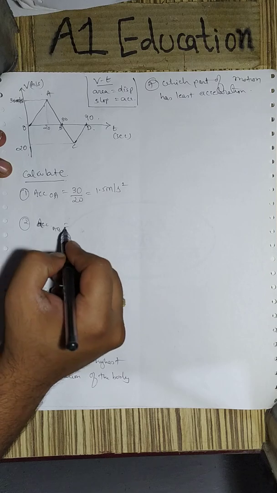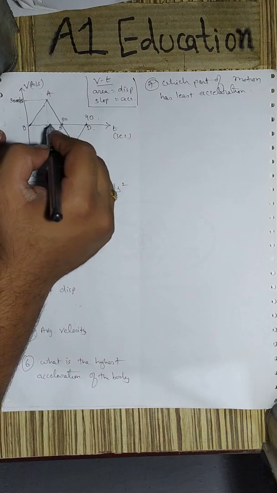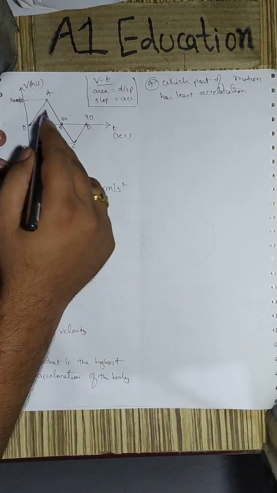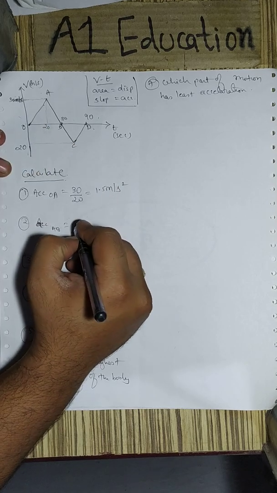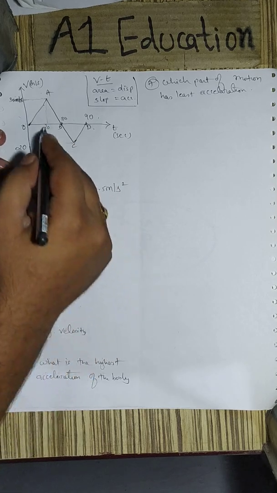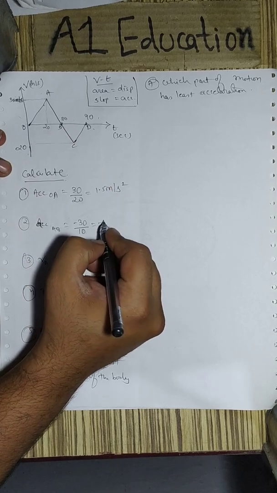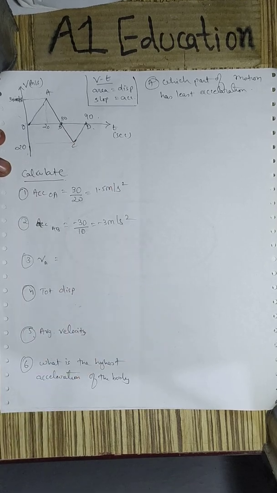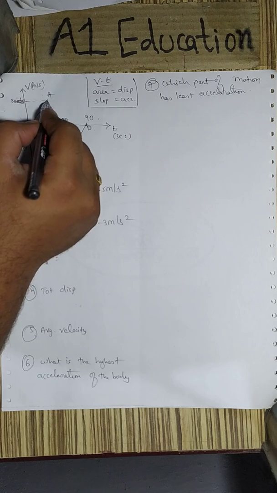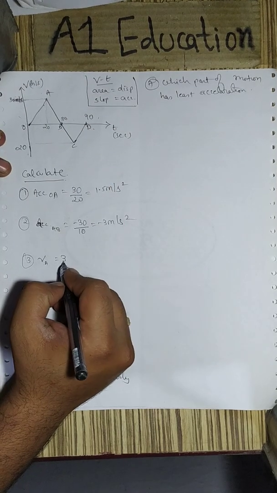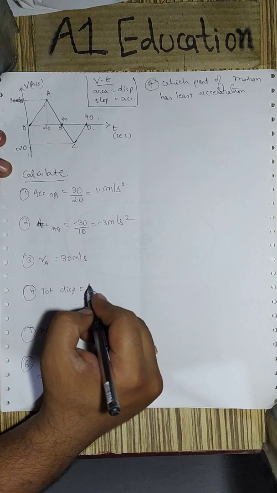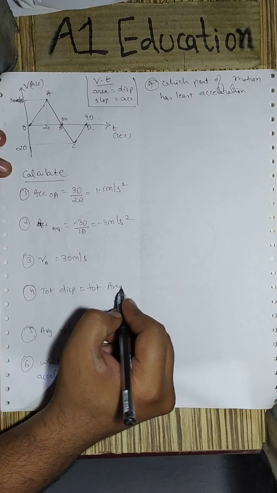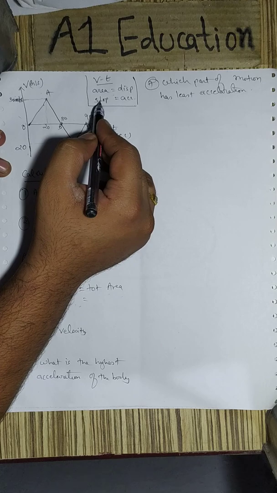Similarly, acceleration in the part AB. So again perpendicular, final position is B, right? So 0 minus 30, so it will be minus 30, and base is 20 to 30, 10, so minus 3 meters per second square. Velocity at A, so at A the body is having 30 meters per second, so simple answer. Total displacement is nothing but total area under the graph.